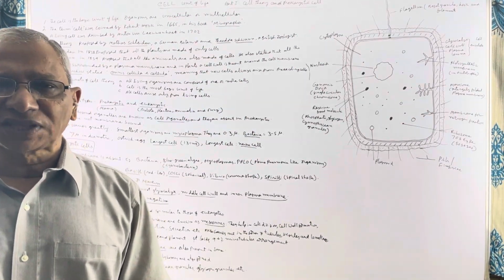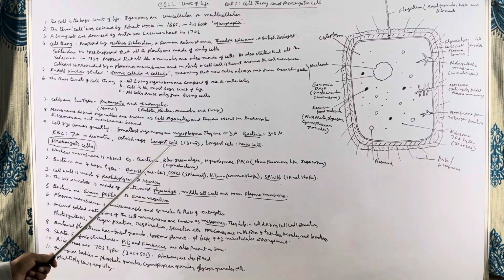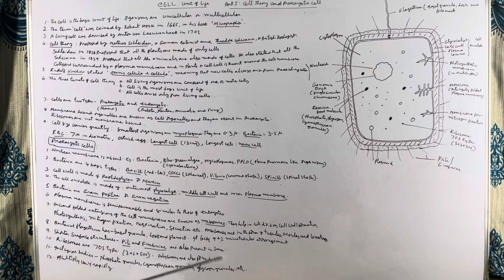Longest nerve cells are found in the neck of giraffe. In this way, the cells are of various types.